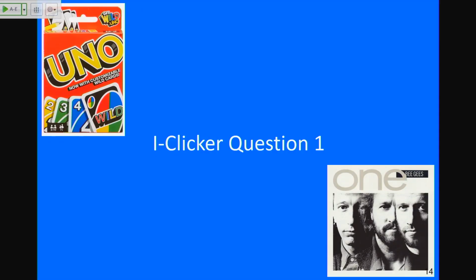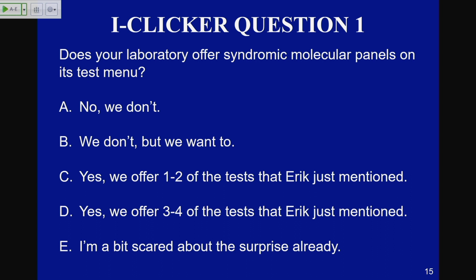Clicker question number 1. Get your clickers out. Does your laboratory offer syndromic molecular panels on its test menu? A, no, we don't. B, we don't, but we want to. We're thinking about it. C, we offer one or two of the tests that I just talked about. And remember, we have blood culture ID, respiratory virus panel, GI panel, and meningoencephalitis panel. D, yes, 3 to 4. E, I'm scared about what I'm going to talk about at the end.